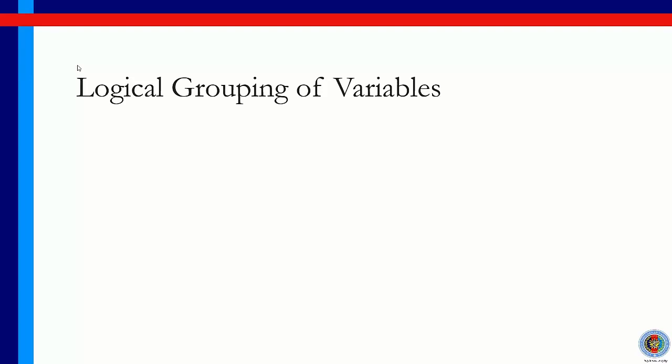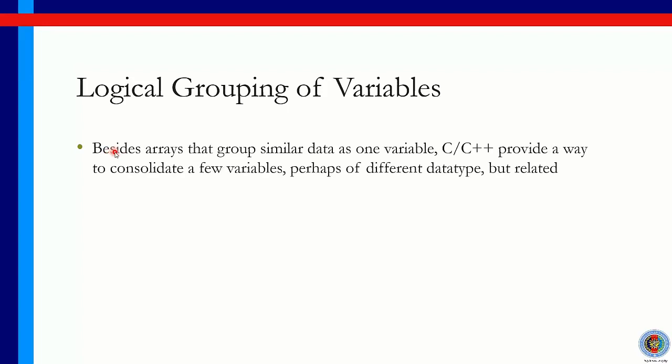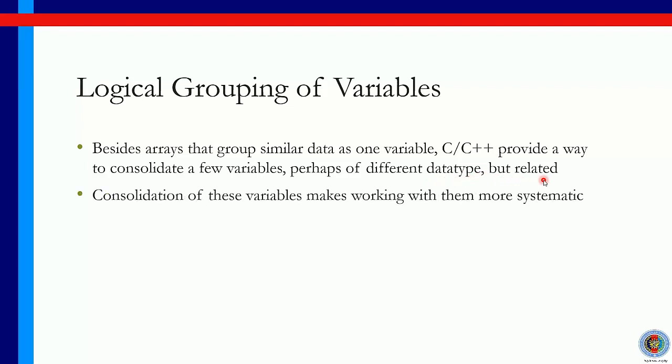What if we have a few variables that may not be the same type, but we want to refer to them somehow as one entity? In C++ and many other languages that follow its style, we can actually group a few variables logically. So beside arrays that group similar data as one variable, C++ provides a way to consolidate a few variables, perhaps of different data type, but they are related. By doing this, the consolidation of these variables will make working with them more systematic.